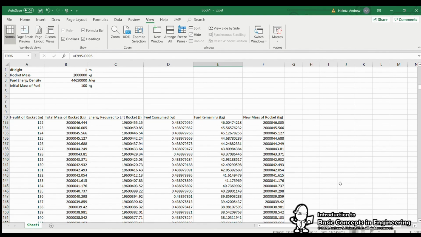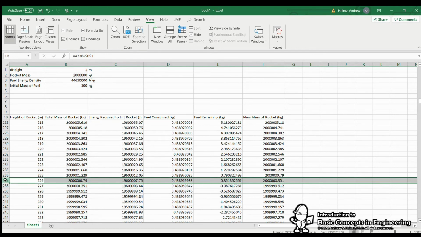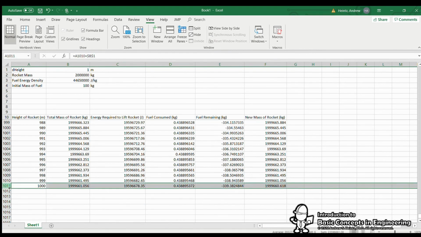So it looks like we're only going to make it. So where do we go negative? Fuel remaining. We go negative at 227 meters. So it looks like we're only actually going to make it 226 meters into the sky. That's not good for us. So what we want to do is get not only to 1,000 meters, but to get to 1,000 meters and have ideally as close to 0 kilograms remaining.